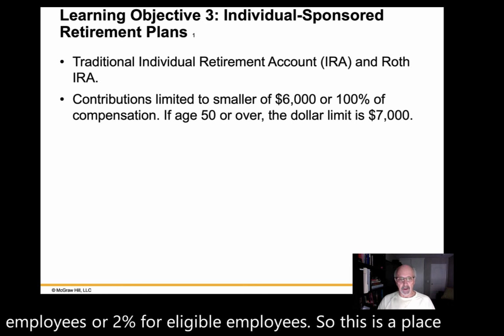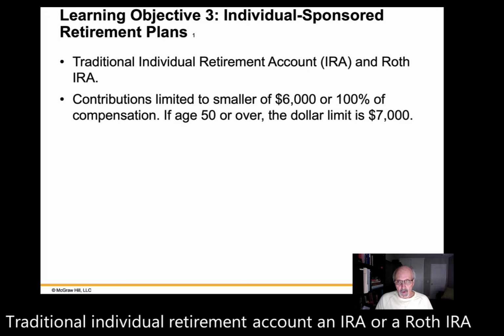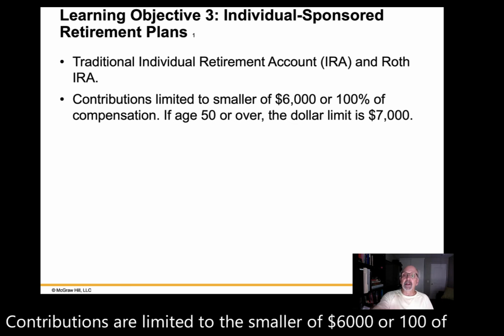Traditional individual retirement account, an IRA or a Roth IRA. Contributions are limited to the smaller of $6,000 or 100% of compensation. If you're over 50, you get a catch-up here too. It's an additional $1,000.